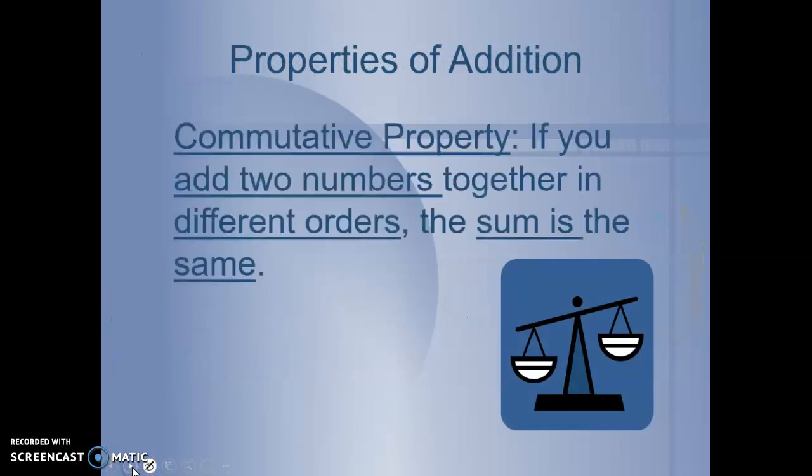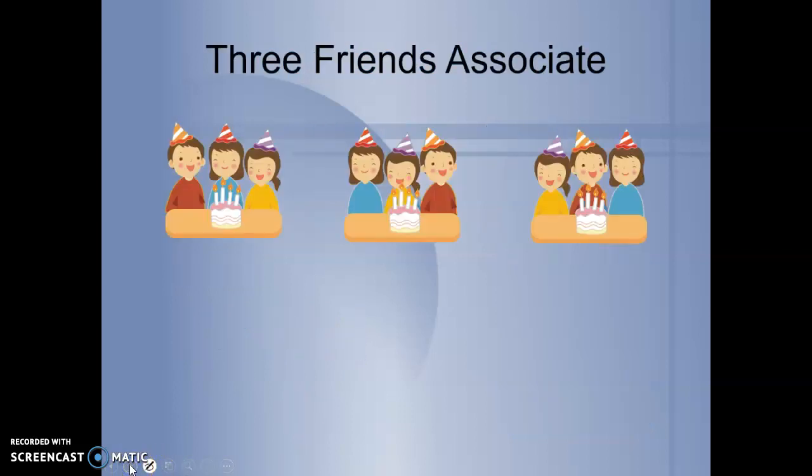What this looks like in math terms is this. A plus B is the same as B plus A. Putting some numbers with it, 3 plus 2 is the same as 2 plus 3. We can put our addends in any order, and the sum is still the same.